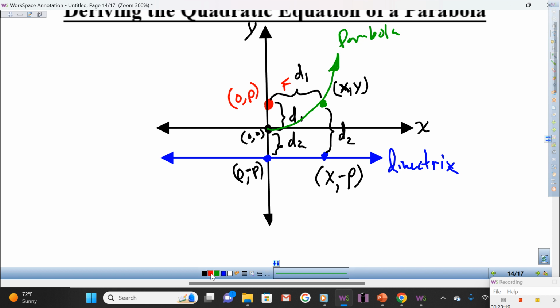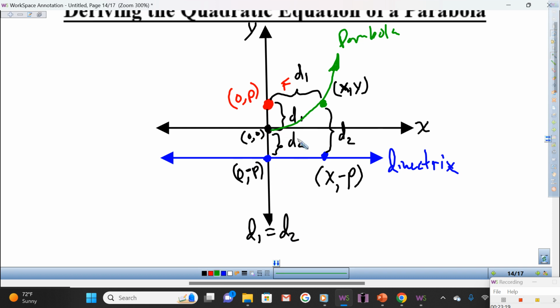I started with my focus. I drew my directrix. From there, I drew a midpoint between the focus and the directrix, and I said that this distance between the focus and that point is the same distance from that point to the directrix. That's why distance 1 is equal to distance 2, right underneath. D1 is equal to D2.